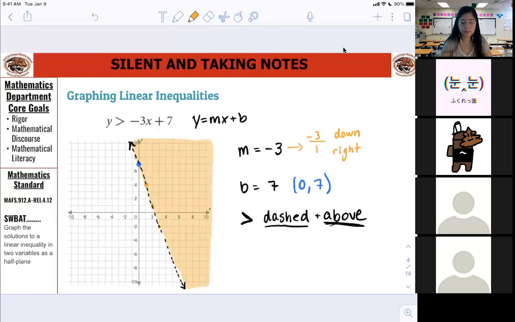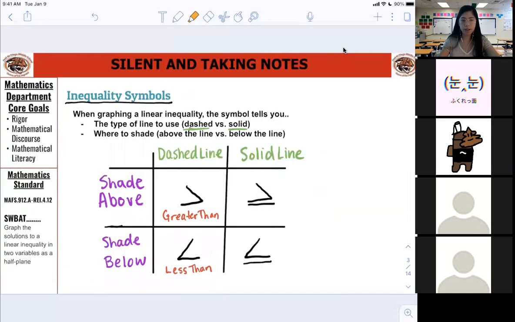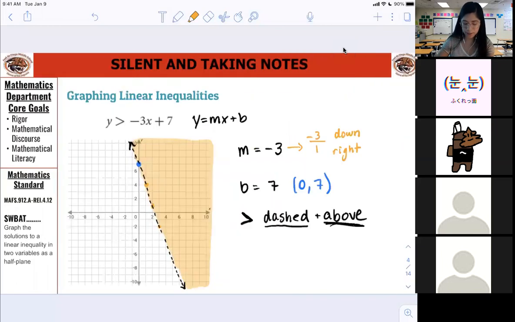Why is it a dashed line? Because this goes back to the chart, okay? The symbols tell you 2 different things. The symbol tells you where to shade and what type of line to use. So since I had a greater than symbol, I know that I have to shade above and I need to use a dashed line. And we'll do another example where it's going to be different. So let's check out the second example.